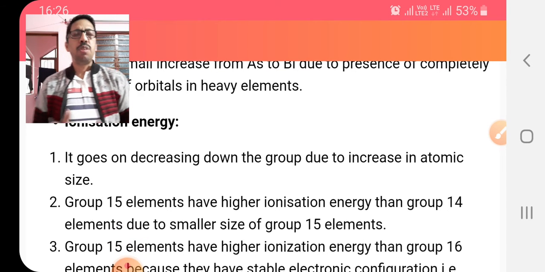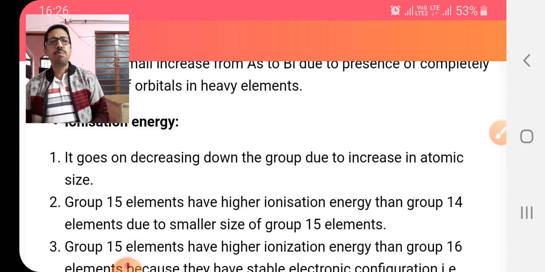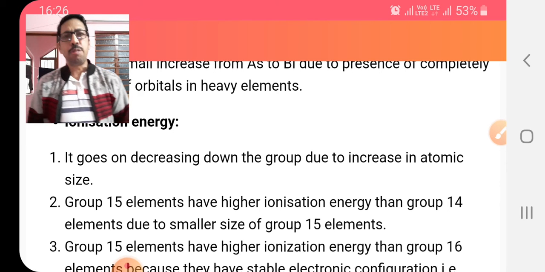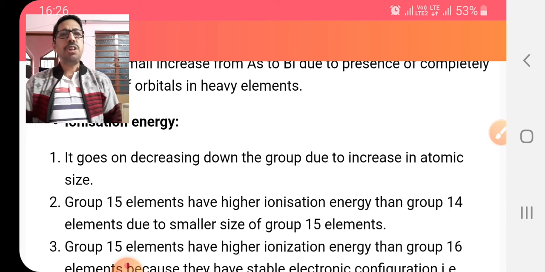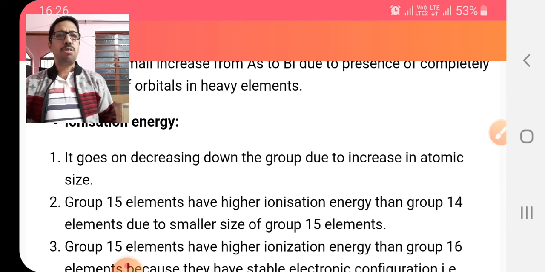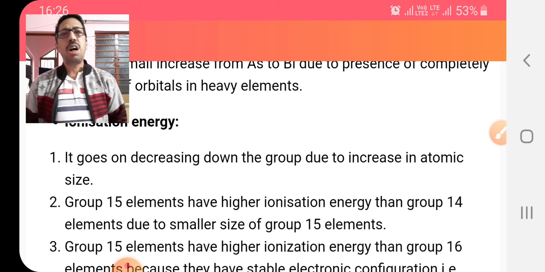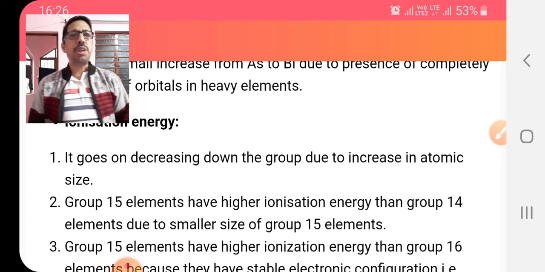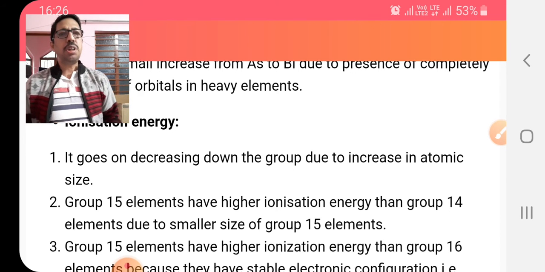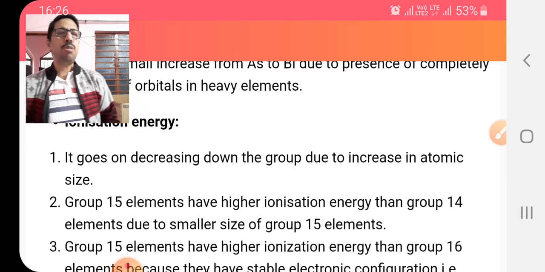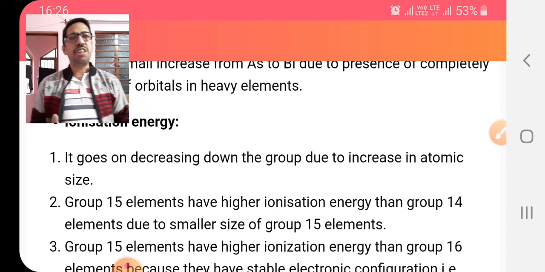The next point, ionization energy. Let us understand the meaning of ionization energy. You have gone through this topic in your class 11 syllabus. The minimum amount of energy needed to remove an electron from the outermost orbit of an isolated gaseous atom is called ionization energy. In case of group 15, it goes on decreasing down the group due to the increase in atomic size. You must remember this point, that as the atomic size increases, the value of ionization energy decreases.